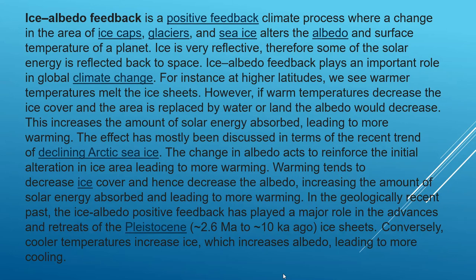For instance, at higher latitudes, we see warmer temperatures melt the ice sheet. However, if warm temperatures decrease the ice cover and the area is replaced by water or land, the albedo would decrease. This increases the amount of solar energy absorbed, leading to more warming, leading to more melting. This effect has mostly been discussed in terms of the recent trend of declining Arctic sea ice. And I've discussed this, not only in this video, but in other videos I have done.